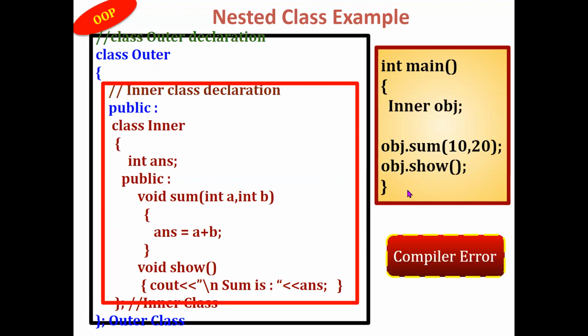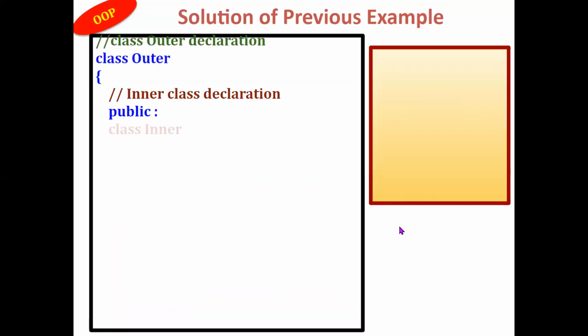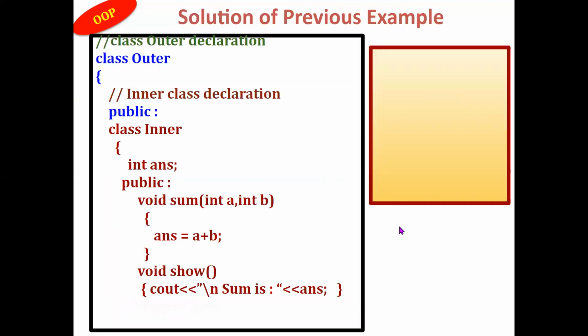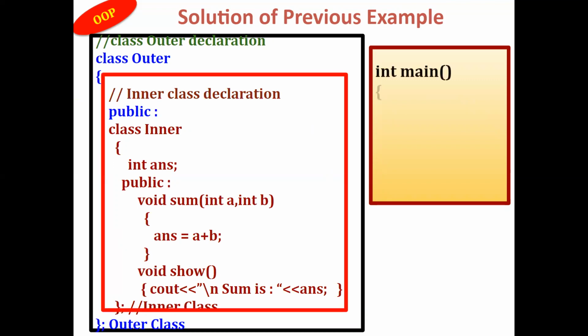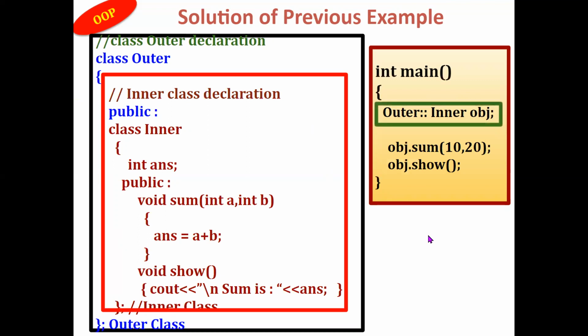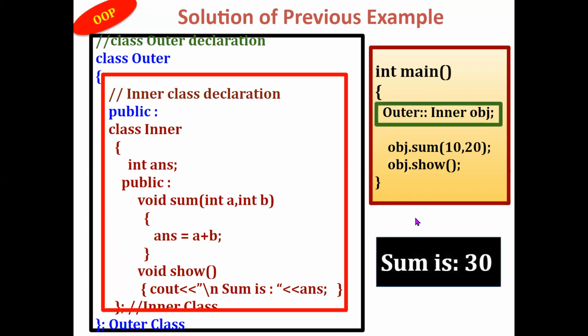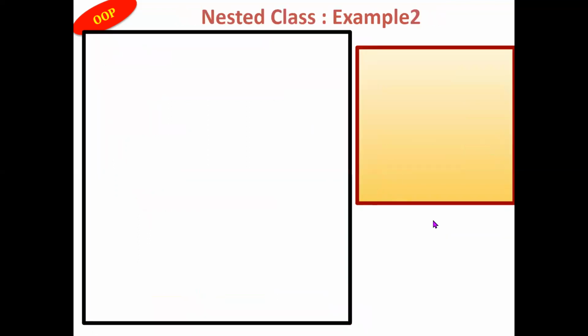This is not possible. So the solution for this is, inside the main, when you are creating an object of inner class, you will have to create it in this fashion. You will have to write outer, the scope resolution operator, then inner obj, and then access sum function and show function. So this is the solution of the previous example, which gives you the result sum is 30.